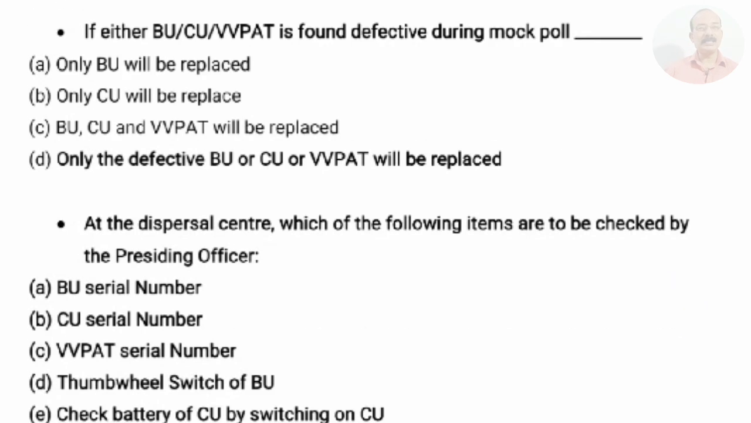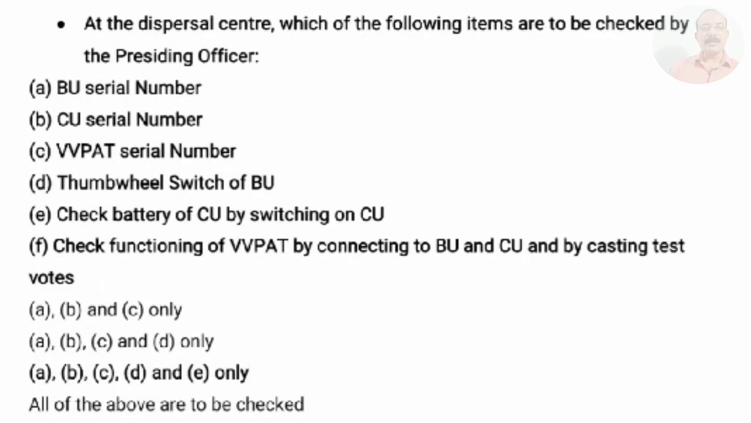If either ballot unit, control unit or VVPAT is found defective during mock poll, option D, only the defective ballot unit, control unit or VVPAT will be replaced. At the disposal center, which of the following items are to be checked by the presiding officer? Correct answer, option A, B, C, D and E.